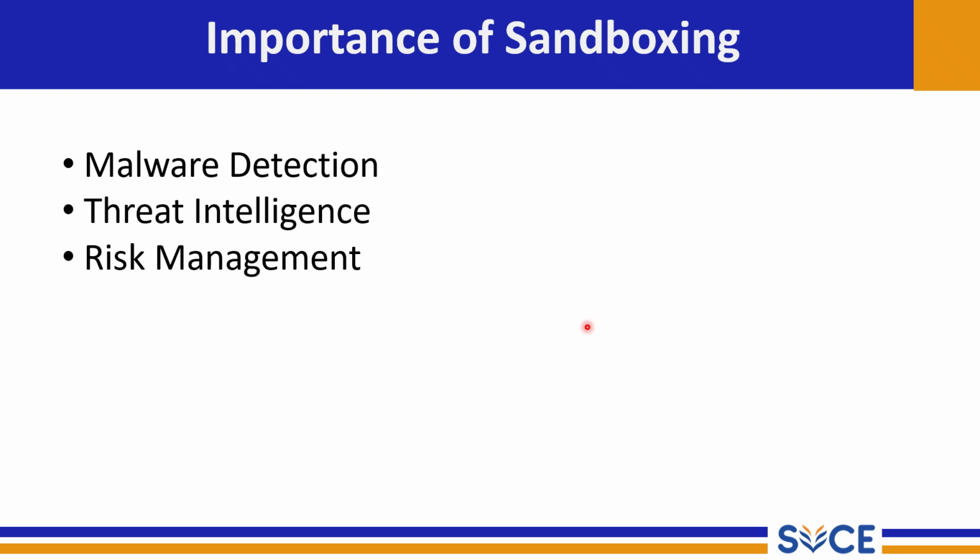And second one, threat intelligence. Sandboxing helps to gather information about how the malware operates, contributing to threat intelligence. And next one, risk management. By isolating potentially harmful files, sandboxing helps to minimize the risk of infection or data breaches. Okay, so these all comprise the importance of sandboxing.